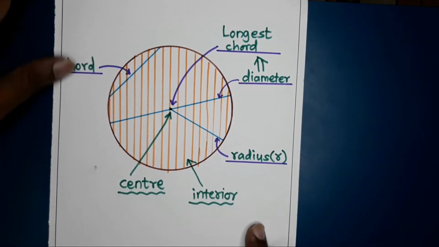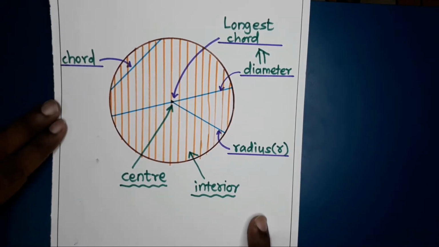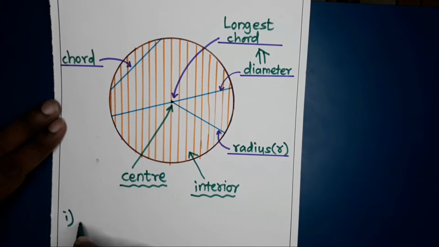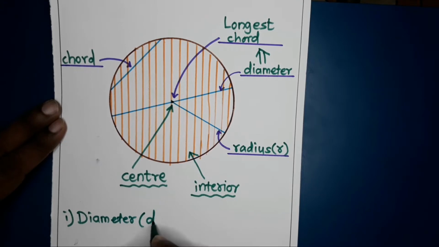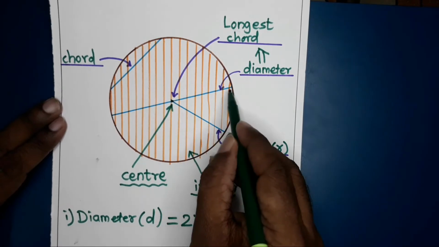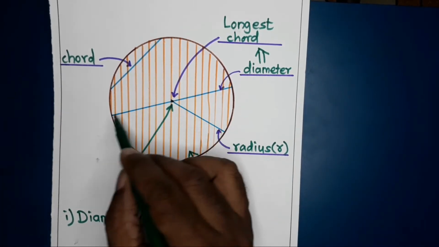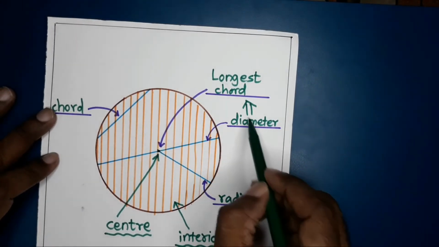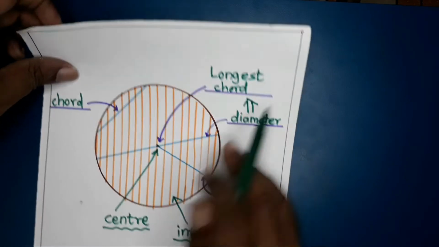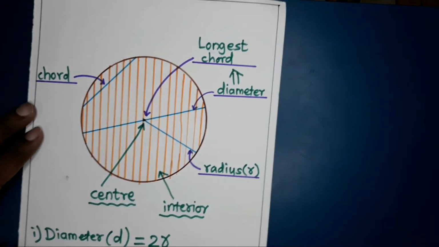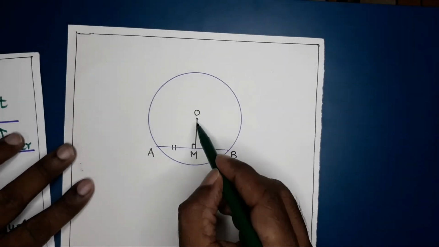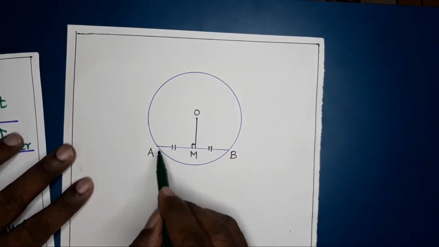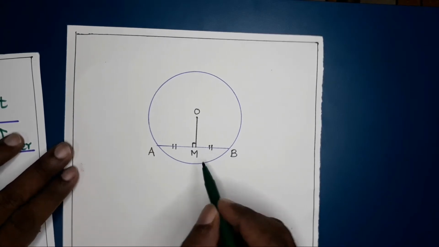Okay, now let's revise some properties which we have seen in 9th standard. The first property is diameter, which is generally denoted by d, is twice the radius. Means there are 2 radius which combine to form a diameter. So diameter is twice the radius, and as I have told earlier, it is the longest chord of the circle. Okay, now in 9th standard we have seen one more property, that if we draw a perpendicular from the center to the chord, then it bisects the chord.